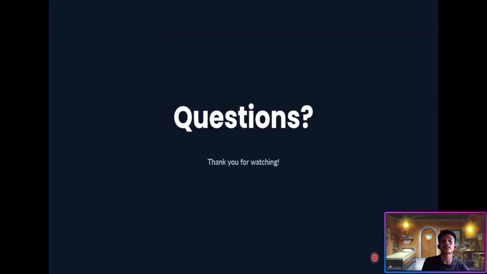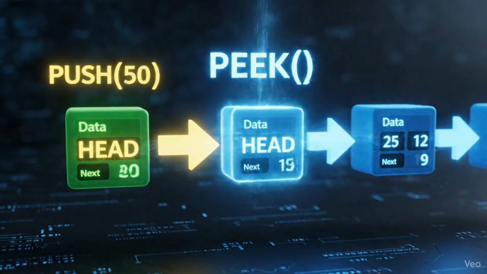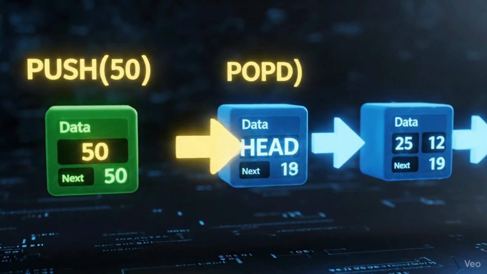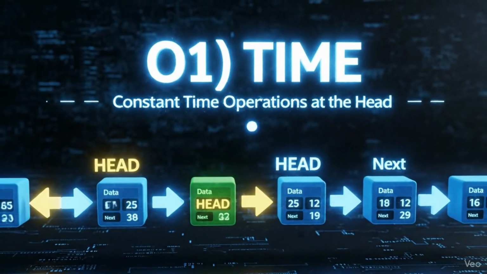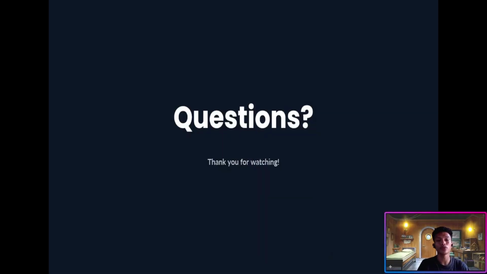And that's it, that's how we successfully implement a stack using a linked list in Java. As you can see, using a linked list for this is very efficient. Our push, pop, and peek operations all run in constant time, O(1). This is because we only ever have to work with the head of the list.